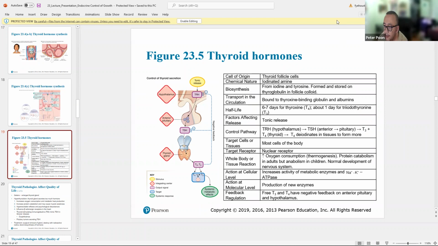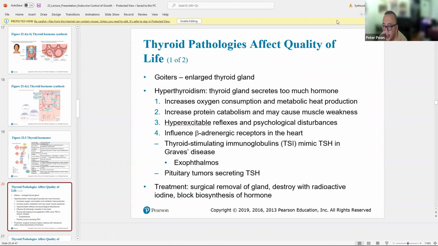So thyroid pathologies. Okay, so you should have again hyperthyroidism and hypothyroidism. Okay, so the goiter is the enlarged thyroid gland. When the thyroid gland produces too much hormone, it increases oxygen consumption and metabolic heat production. You have hyperexcitable reflexes.